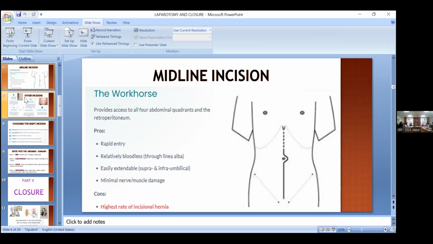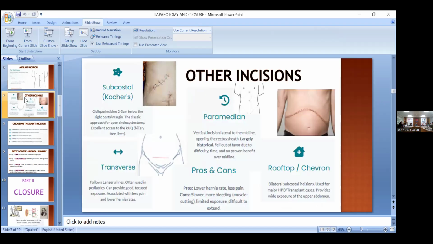However, midline incisions have one of the highest rates of incisional hernias because it is a weaker part of the abdomen. The other incision option that we have is a subcostal incision, which is also known as a Kocher's incision. It is an oblique incision that is given 2 to 3 centimeters below the right costal margin. This is the classic incision that was performed previously for surgeries like open cholecystectomy, because it gives an excellent exposure to the right upper quadrant, the liver, and the entire biliary tree.